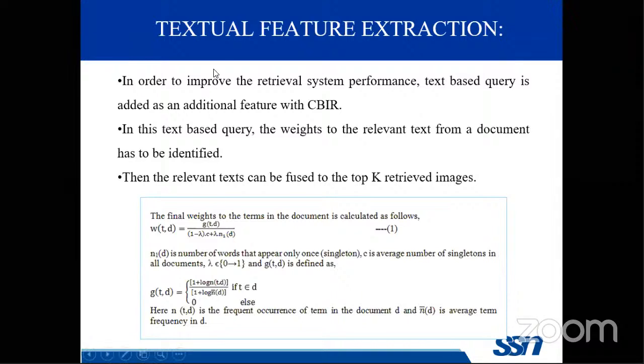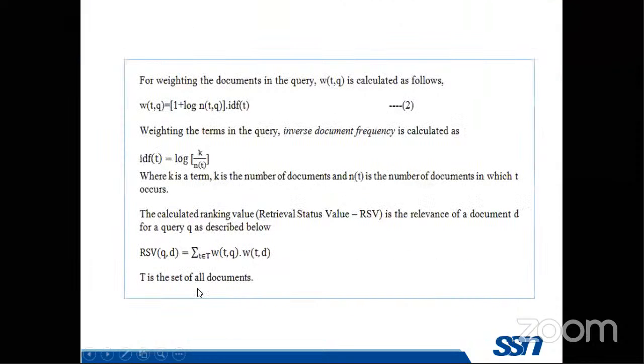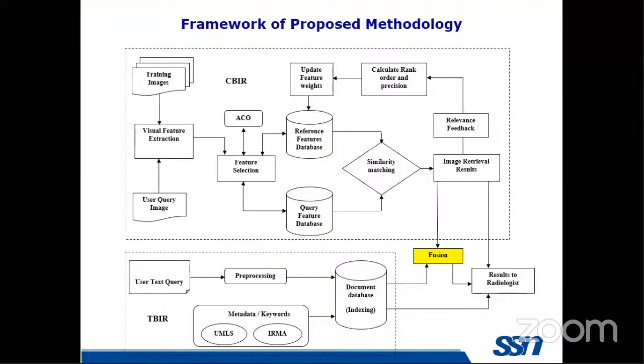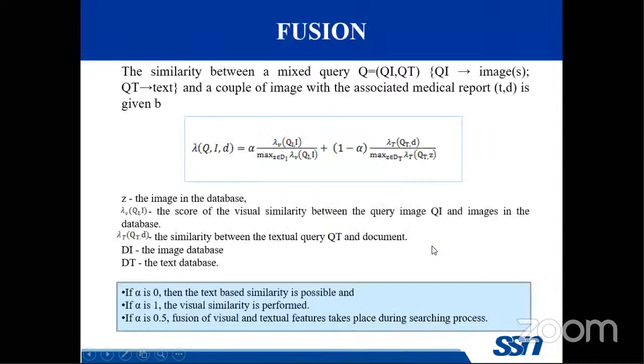Here, for text-based image retrieval, textual feature extraction is done, in the case of the query document as well as the training documents. The features are like terms. Whatever terms and terminologies are available within the document, those terms will be extracted. The features are fused together, so the fusion is also possible.